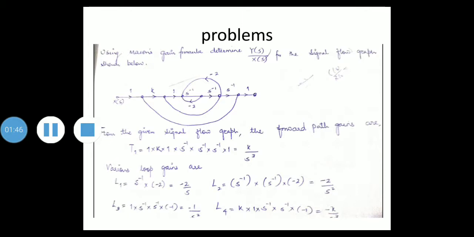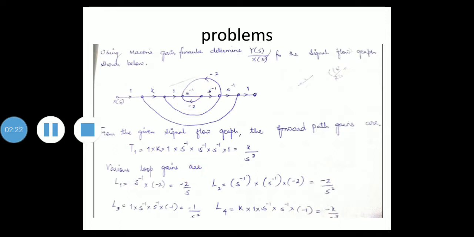Then there are various loop gains. How many loops are there? If you see, there are 4 loops and we'll write the loop gains. The first loop gain is L1. L1 is equal to s raised to minus 1 into minus 2. This is the first loop, and the first loop gain is minus 2 by s.